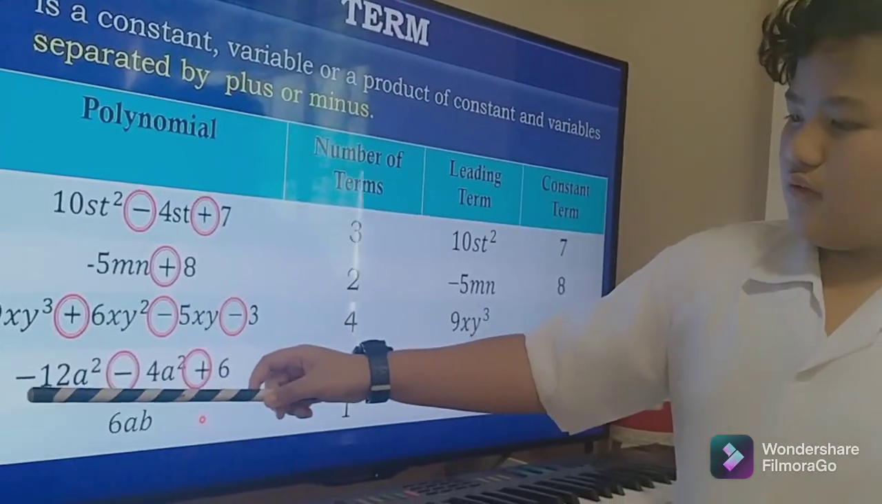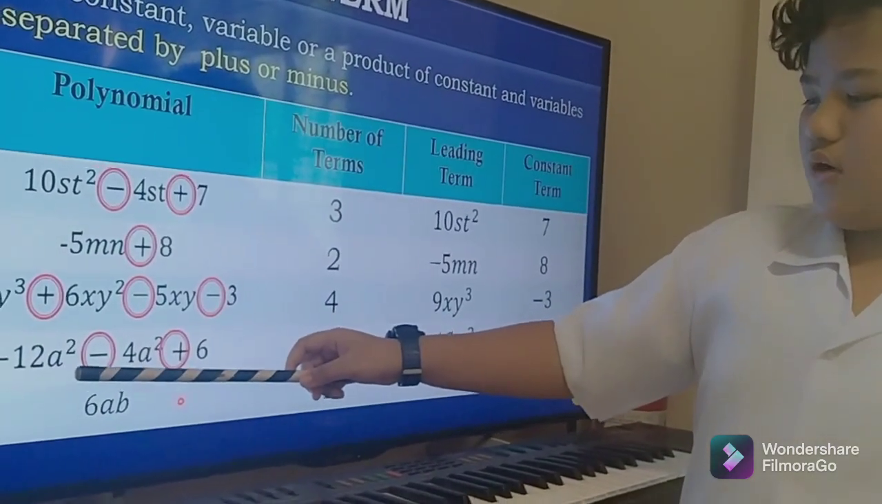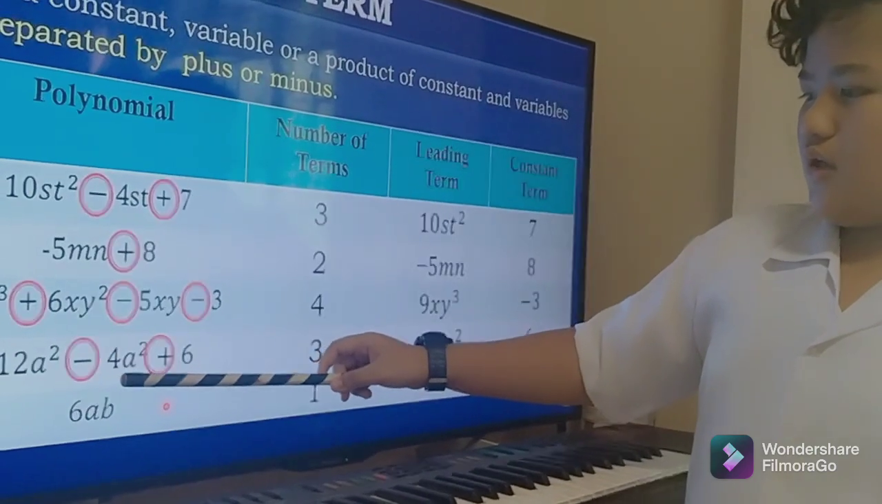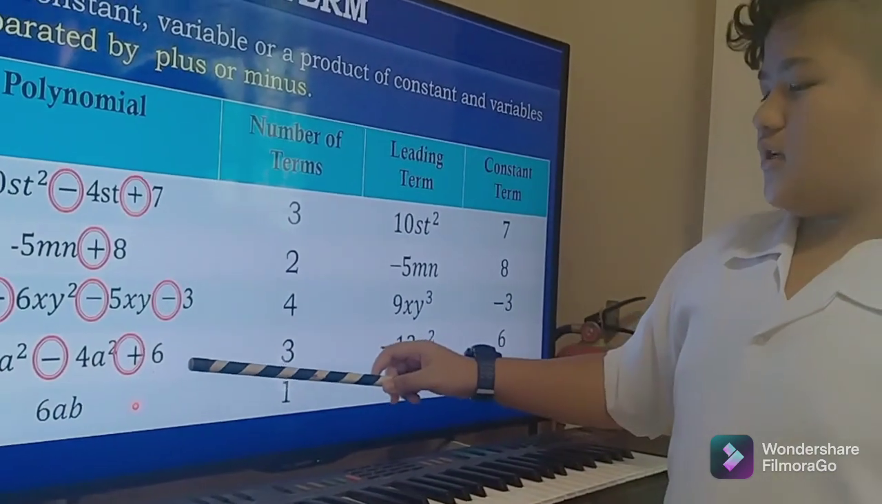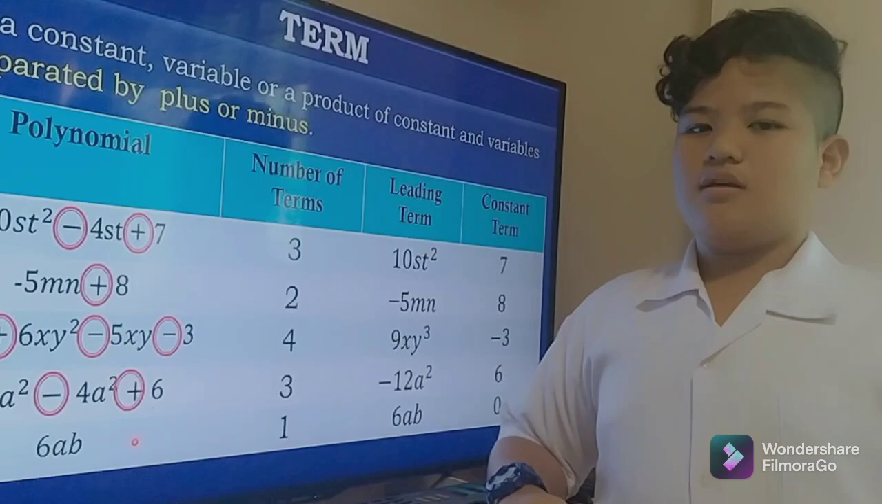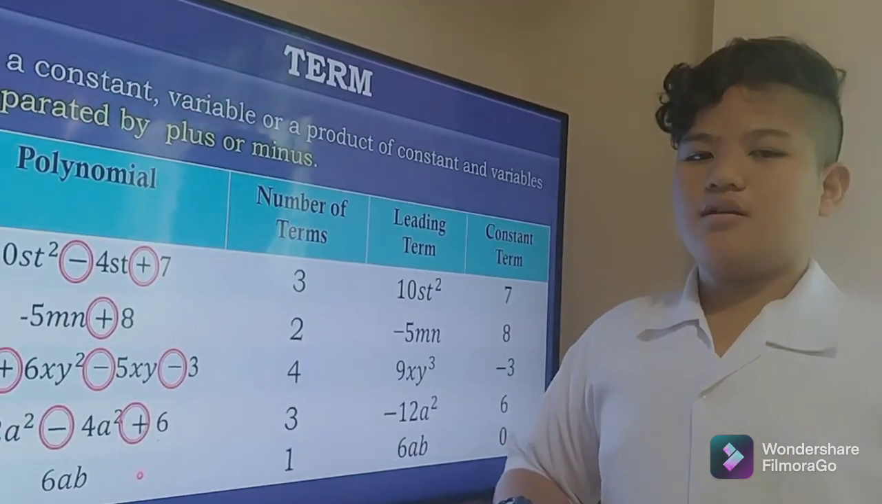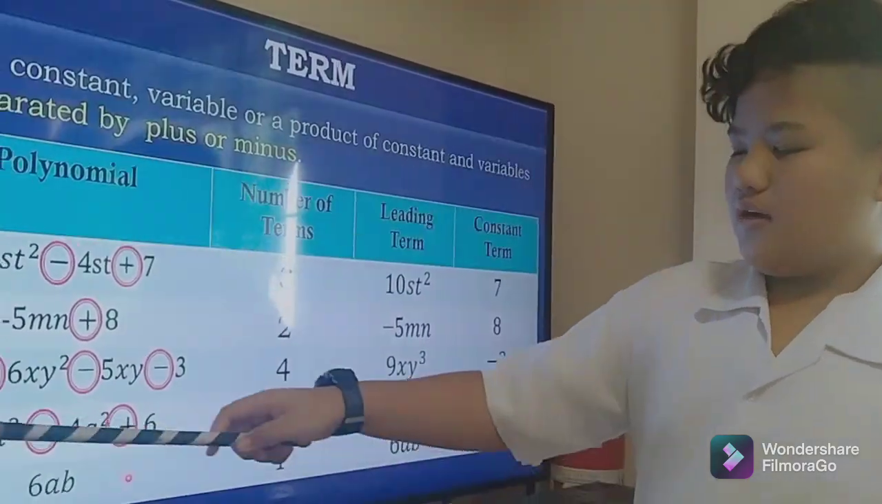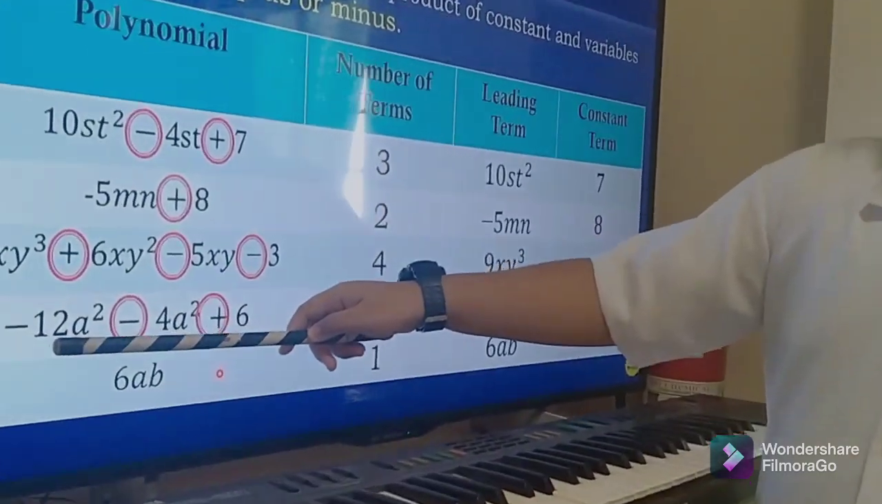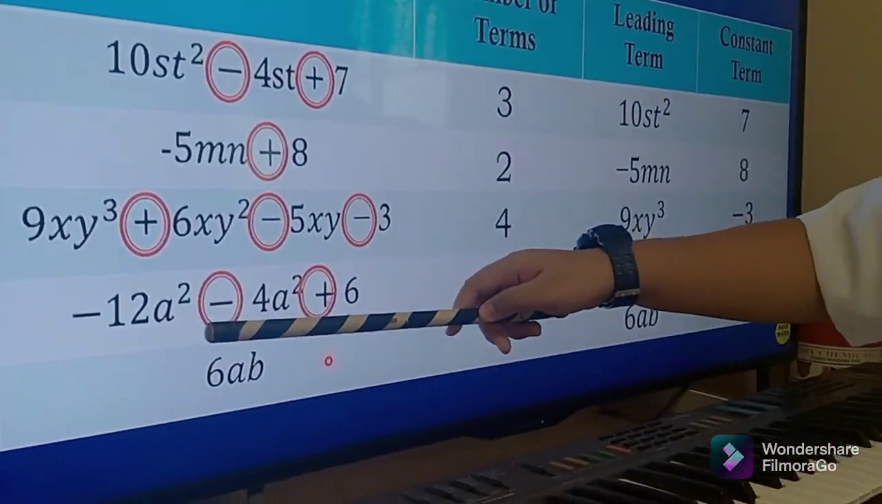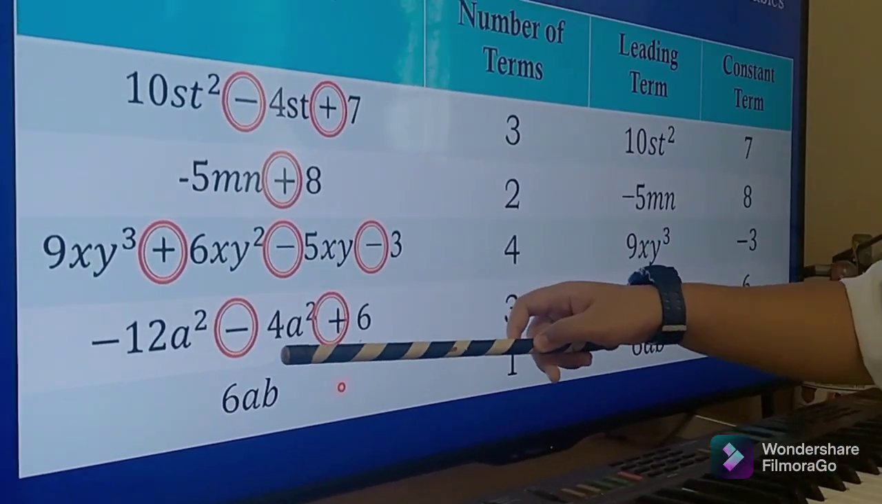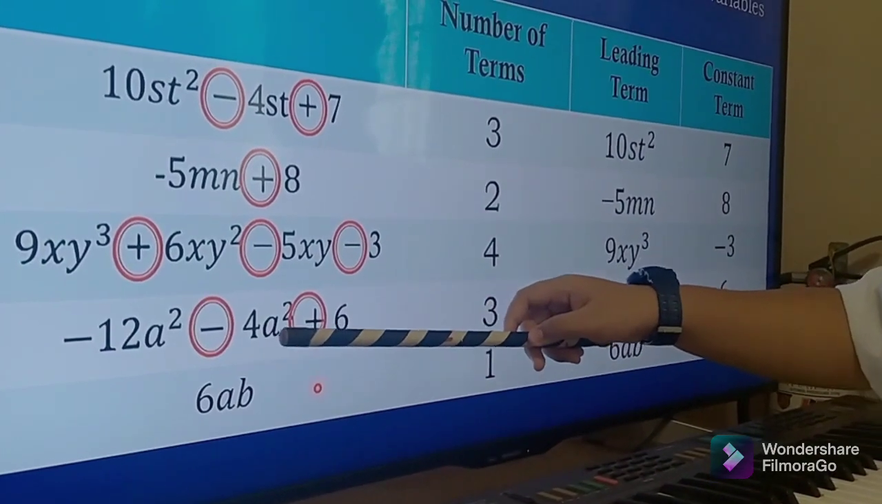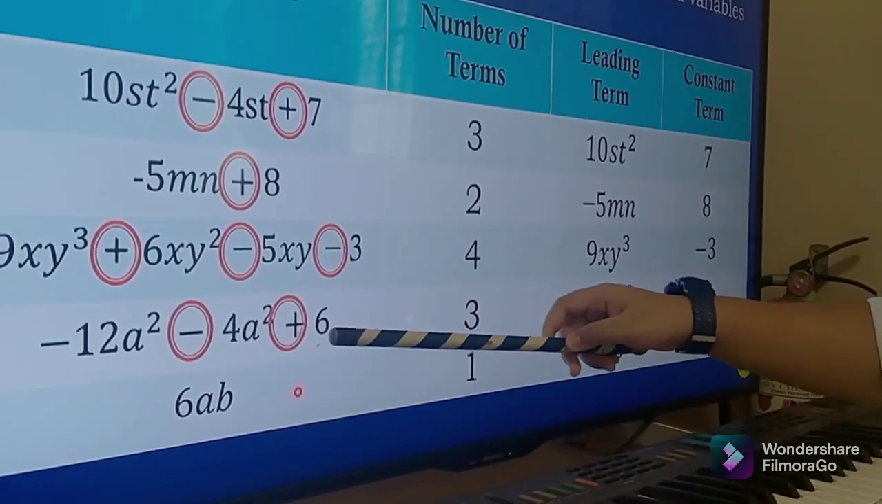Fourth example: negative 12a squared minus 4a squared plus 6. It is a trinomial, a polynomial with 3 terms. The first term is negative 12a squared. The second term is negative 4a squared. The third term is 6.